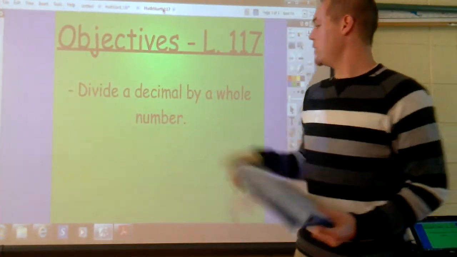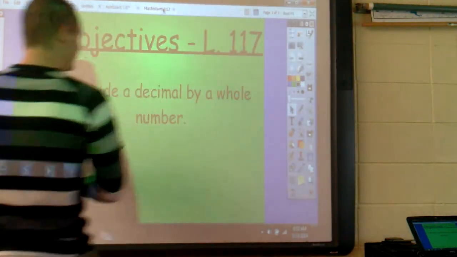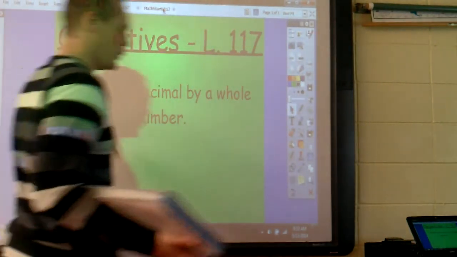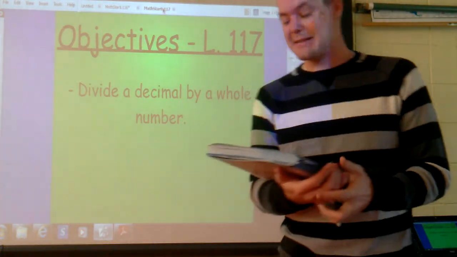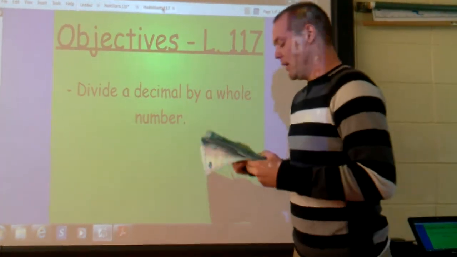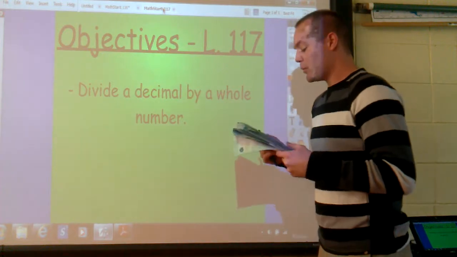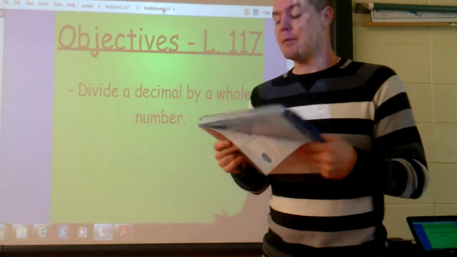Hola, 5th grade. Today we're on lesson 117 and we're going to divide a decimal by a whole number. The new concept is found on page 768 and it says, dividing a decimal number by a whole number is like dividing money by a whole number.